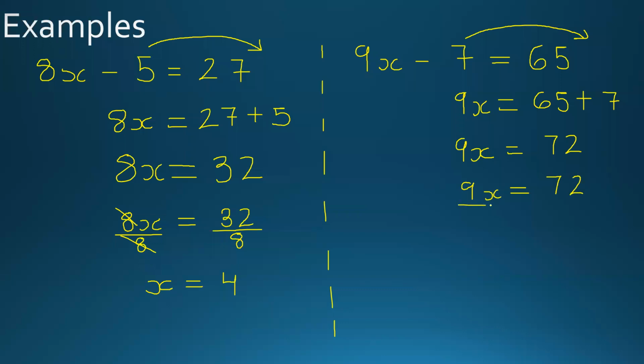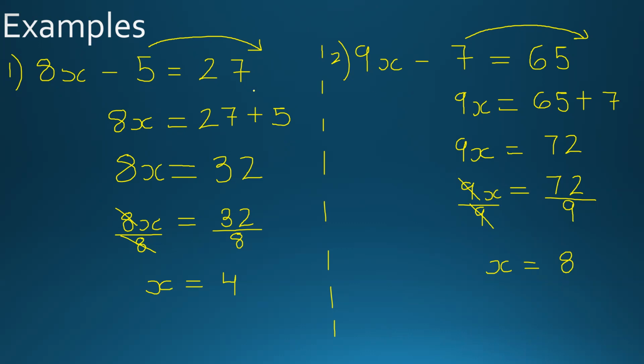The reason we're using 9 is because 9 is the coefficient of x. 9 is the number that's in front of x, so we have to use that number. Whatever number is in front of x, that's what you divide by. So x is going to be equal to 72 divided by 9, which is what? 8. Very good. So this is example number 1. This is example number 2.